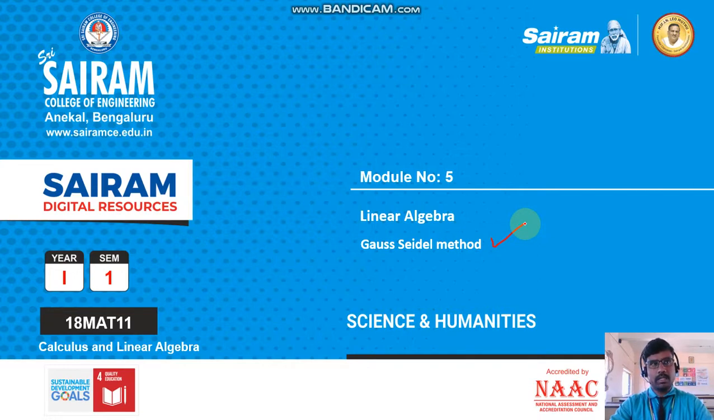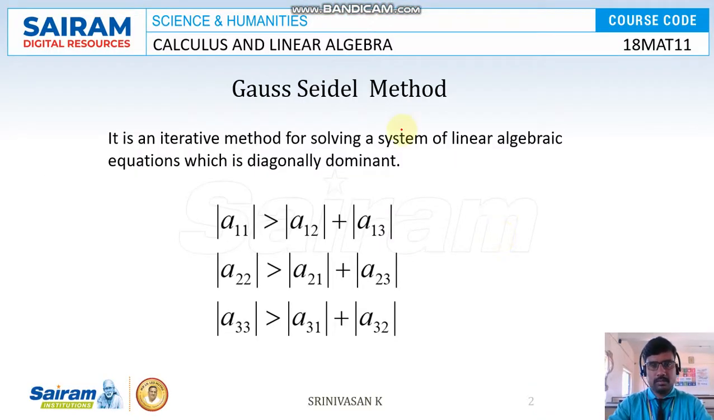Okay. Already we discussed the Gauss elimination method and the Gauss-Jordan method in matrix form, how to find the unknown variables by using the matrix form. And this is the Gauss-Seidel method. Here also we have to find the values of the unknown variables, by using the iteration method. So we'll discuss the process.